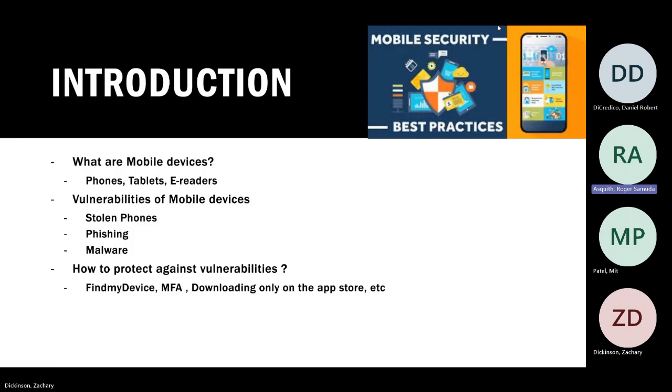Mobile devices are devices that have voice communication capabilities, that can connect to local communications remotely, and can acquire information through Wi-Fi. Mobile devices are phones, tablets, or e-readers. E-readers are Nooks or electronic reading devices that you can use to read books.